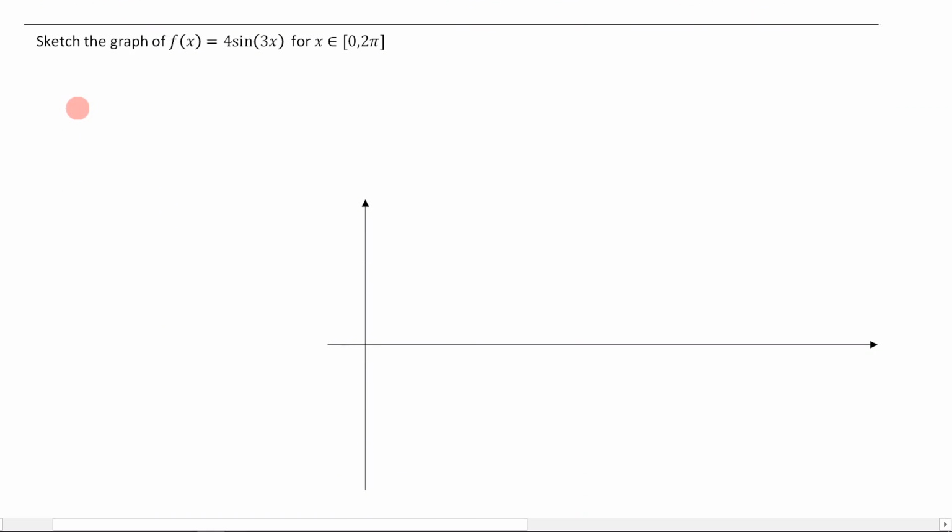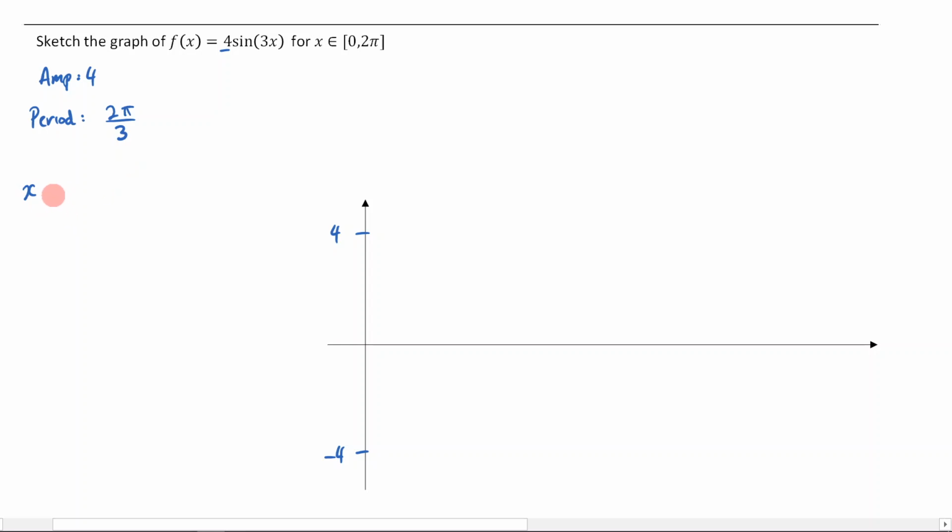So we are sketching this. Right, that. So we're going to begin as we normally do. We're going to find what our amplitude is. My amplitude here is going to be 4. So that means I'm going to be going 4 up, and I'm going to be going 4 down. Then I'm going to find what the period is going to be. It's going to be 2 pi over 3.